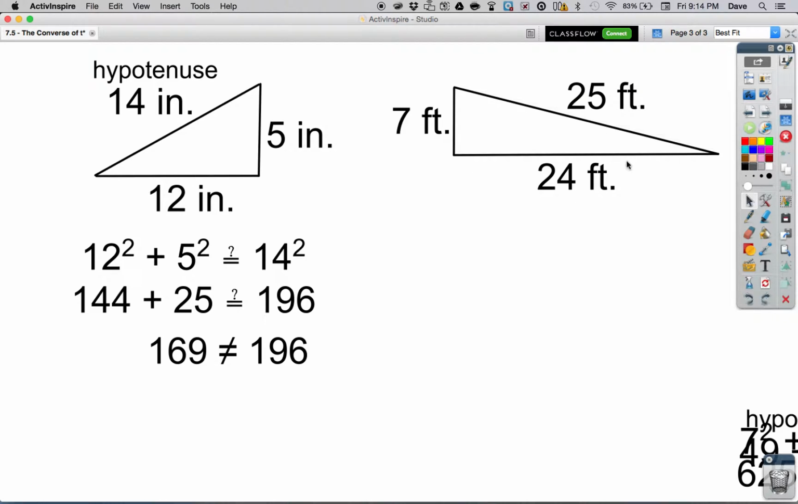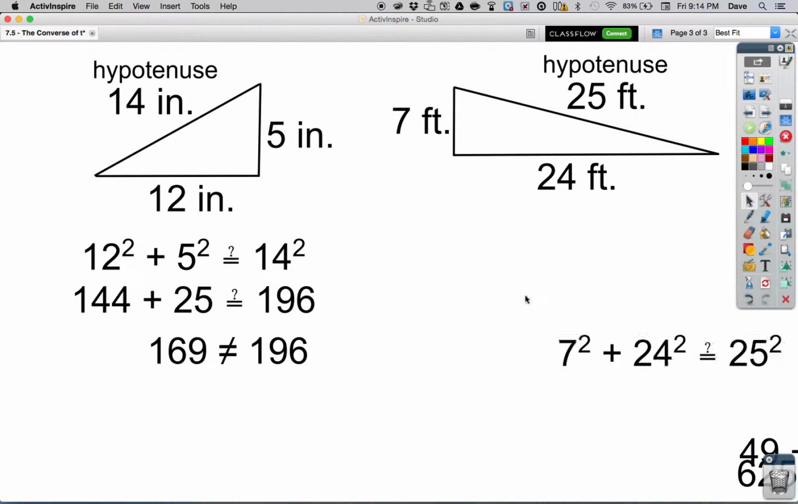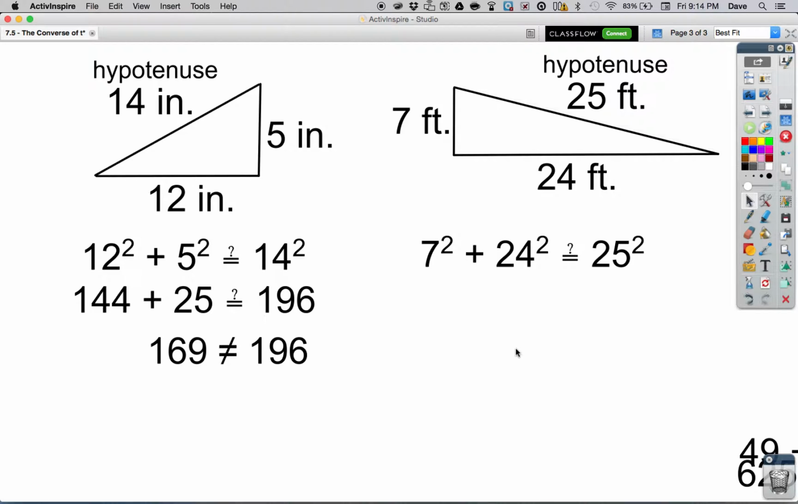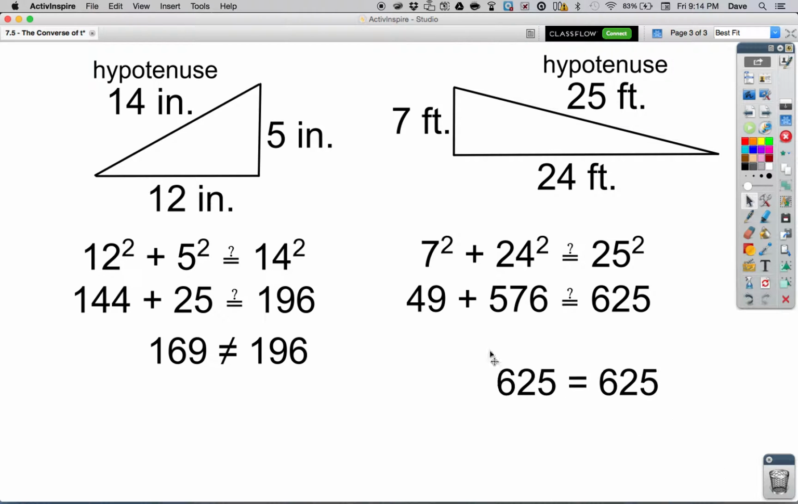7 feet, 24 feet, and 25 feet. Pick out the hypotenuse to start off with, which I hope you've figured out is 25 feet. 7 and 24 are the legs, so when I plug them into the Pythagorean theorem, I get this. 7 squared plus 24 squared, does it equal 25 squared? Well, if we do all the exponents, we get this. 49 plus 576, does it equal 625? Turns out, yes, it does.